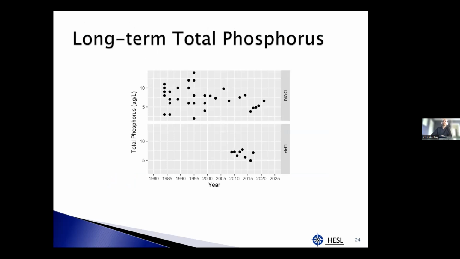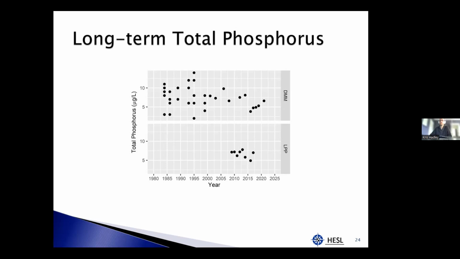Looking at long-term phosphorus concentrations, which we would expect to be one of the main indicators, if not the main indicator of a development signal, is how phosphorus concentration has changed over time. If development was driving blooms, we would expect that we would see an indication of that in the phosphorus concentrations to a certain degree. And we don't. Both the Lake Partner Program data and the District of Muskoka data show no long-term increases in total phosphorus concentrations.